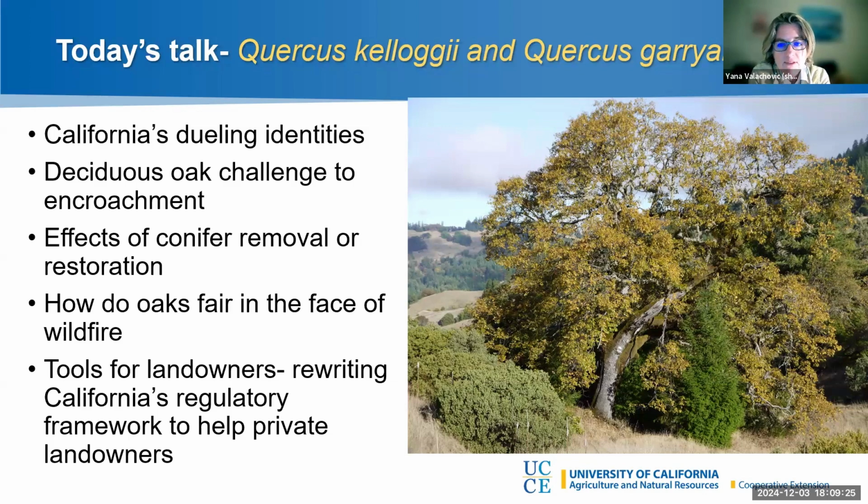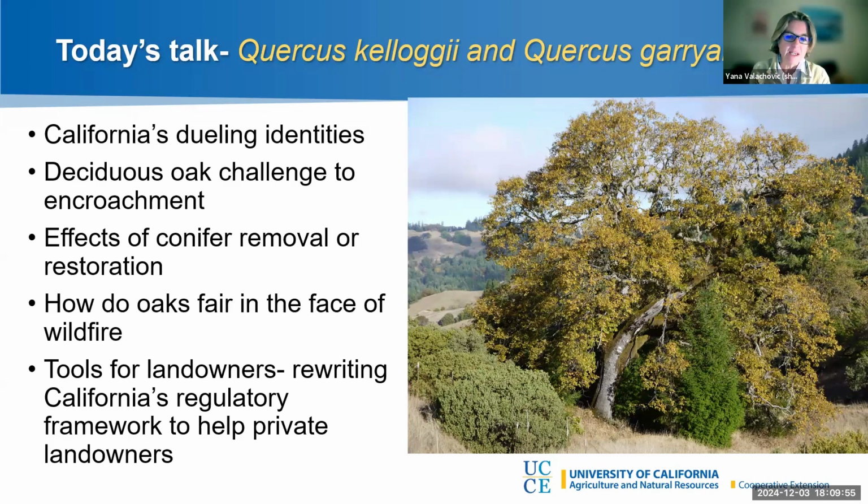And I think we often think of these as not that old, but in reality, they can be a lot older than you think. And so as I paint the stage of this challenge around oaks and conifers, I want to really identify that California has kind of dueling identities. Are we an oak state? Are we a conifer state? And how do we think about that when you've got a certain species group that's in the wrong place?